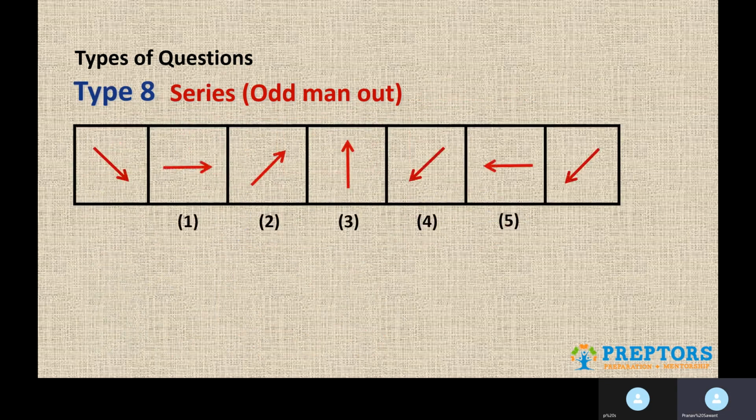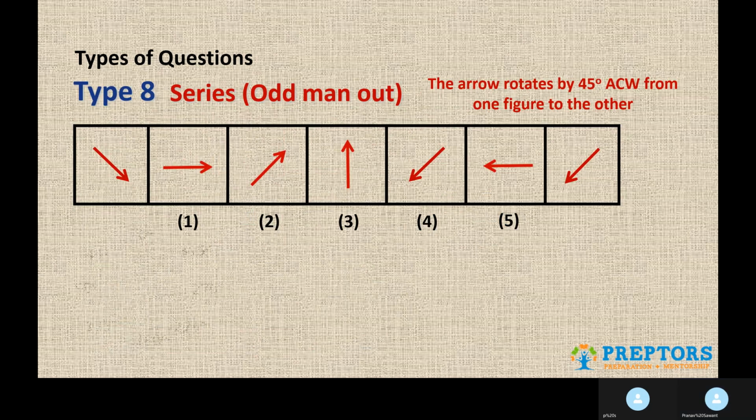Moving to the next type, that is series odd man out. The arrow rotates by 45-degree anti-clockwise from one figure to the other figure. This is the arrow in the main figure. Now it will be this, then this, then this. So we know the logic. So this is how the figure will go.